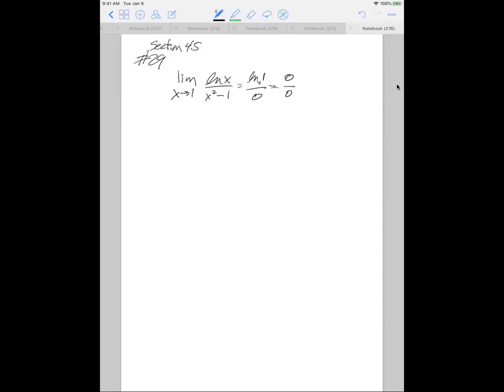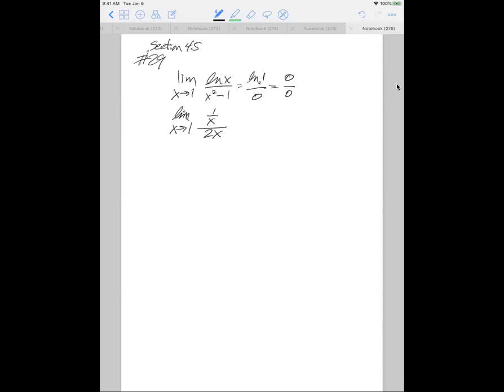L'Hopital's rule says that if I take the derivative of the numerator of that limit and the derivative of the denominator of that limit, the limit of that rational function will be equal to this original one. So I'm still taking the limit as x goes to 1, but I'm going to take the derivative of the top. The derivative of natural log of x is 1 over x. We'll get familiar with that soon. And the derivative of x squared minus 1 is 2x.